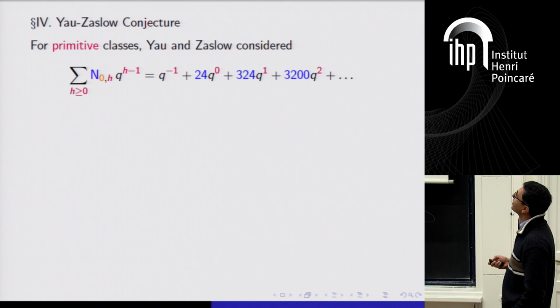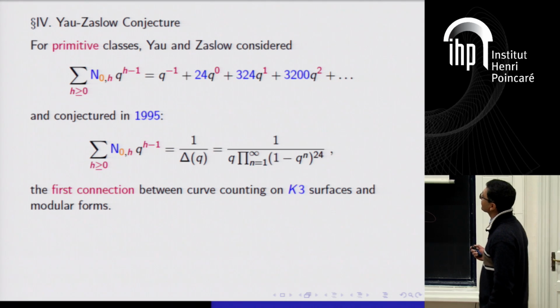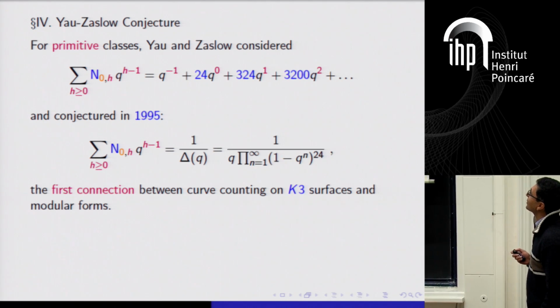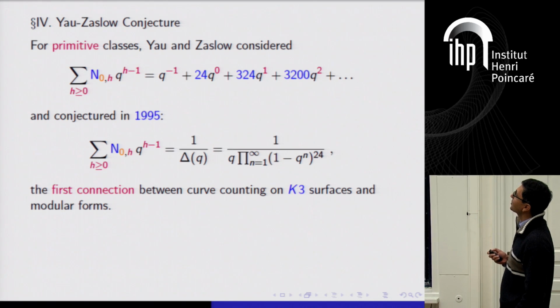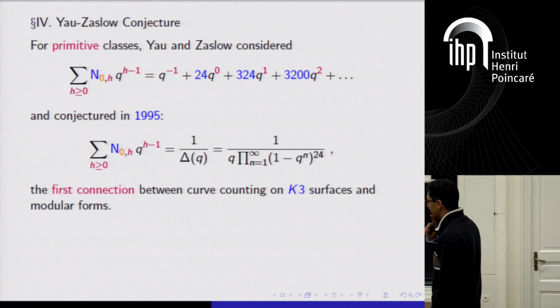But what wasn't known was this Yau-Zaslow conjecture. They conjectured that if you take these numbers and you take this infinite series, this is 1 over the discriminant, which is one of the most basic modular forms. And you can try this yourself. If you expand the discriminant, this is the Fourier expansion of the modular form of the discriminant. If you expand this, you get these numbers. And this was the first connection between curve counting and K3 surfaces.